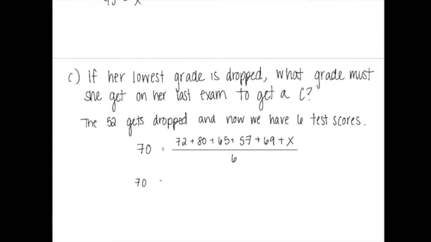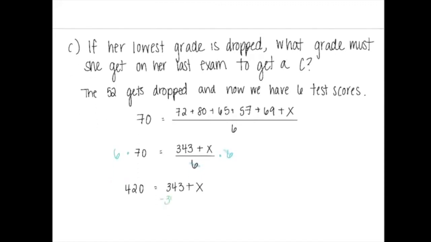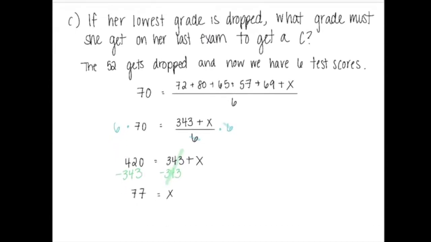And now, same thing, solve it the same way, but since I no longer have that 52, this will add up to 343 plus x. Go ahead and multiply both sides by 6 to make those cancel. That gives us 420 is 343 plus x. Subtract that 343 to make those cancel. And that gives us 77 is x. So instead of needing a 95 or better, she needs a 77 or better with that drop exam, which is much more reasonable because she's actually been able to get above a 77.